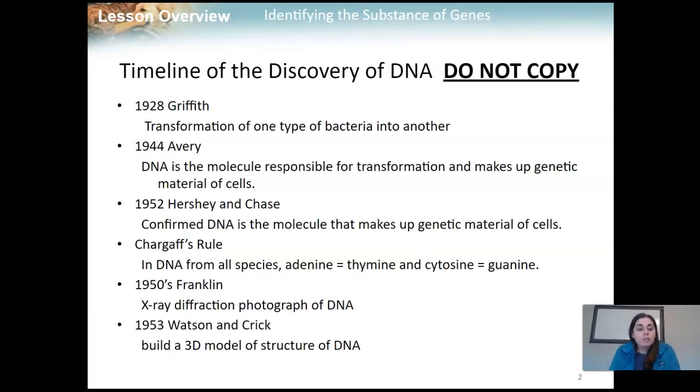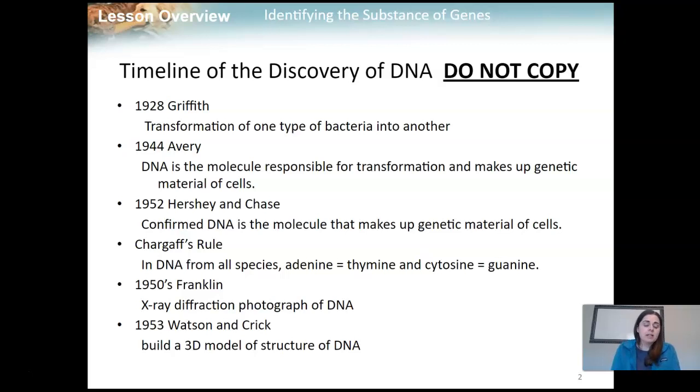And then we have Chargaff's rules. So Chargaff took a look at everything and figured out that in all species, the DNA goes in certain proportions, and we have adenine as a nitrogenous base. There are equal amounts of adenine to thymine, and there are equal amounts of cytosine to guanine. And those are abbreviated by their first letters. So adenine is A, thymine is T, and cytosine is C, and guanine is G.